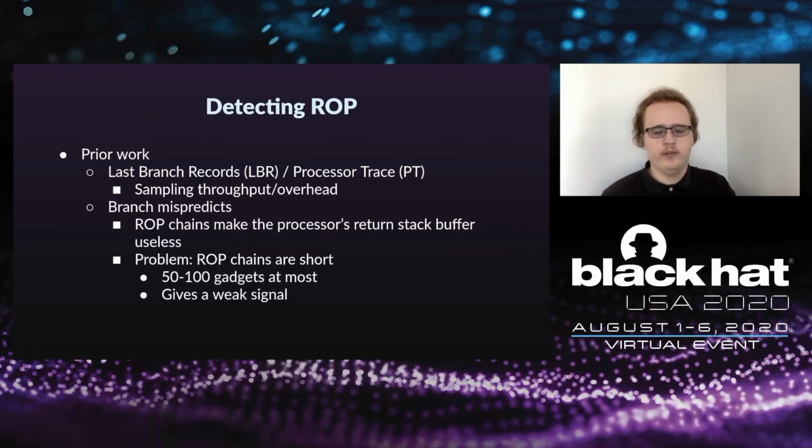Problem here, though, is that ROP chains are really short, right? You're looking at kind of 50 to 100 instructions at most. You definitely could have longer ones, but there's often not a need for it. And so you're dealing with 50 to 100 branch mispredicts, which in the grand scheme of things just really isn't that much.